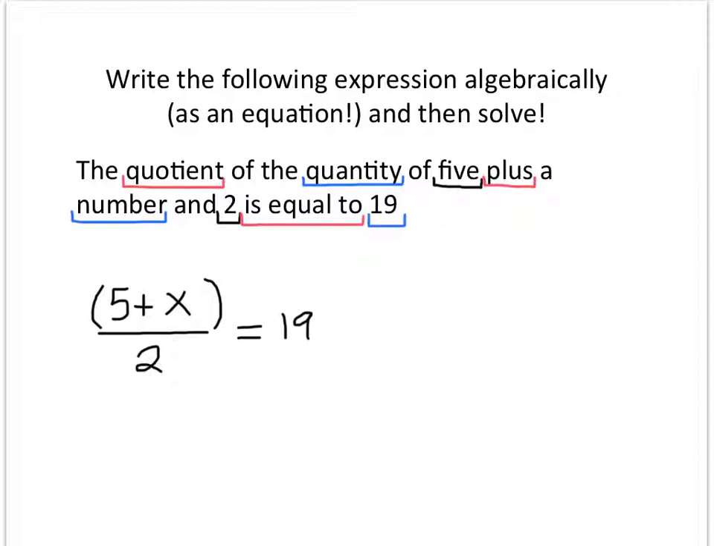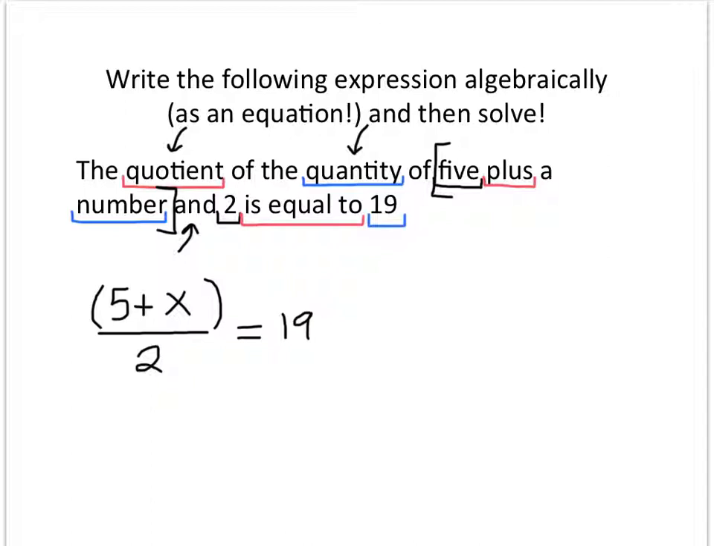So again, going through that again, quotient right here implied the division bar. The quantity implied that something right after that word was going to be grouped together, and what was grouped together? Well, that was where we saw the 5 plus a number. This whole thing was grouped together as a quantity and indicates then that the next number coming is going to be the bottom of the fraction, which is the 2, and then we just finished off the equation.